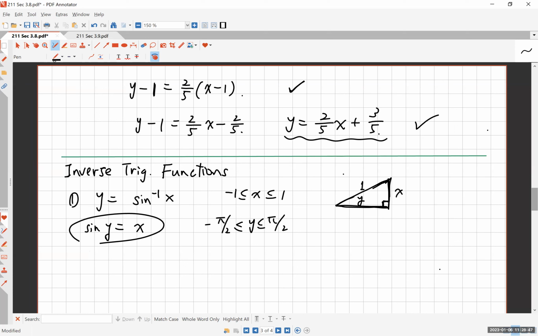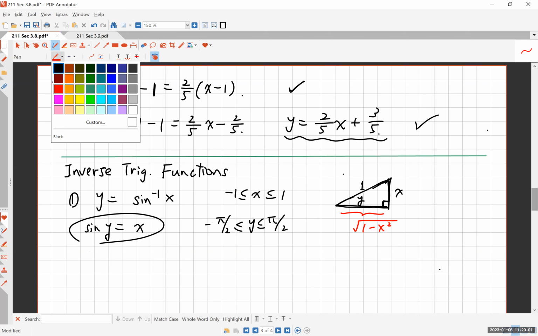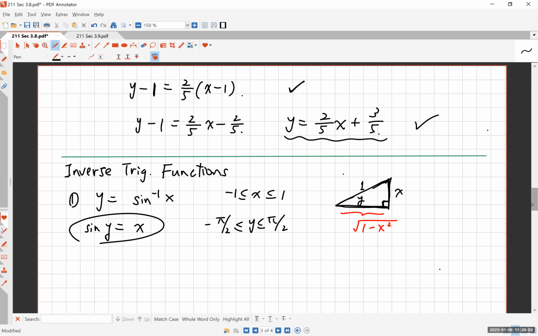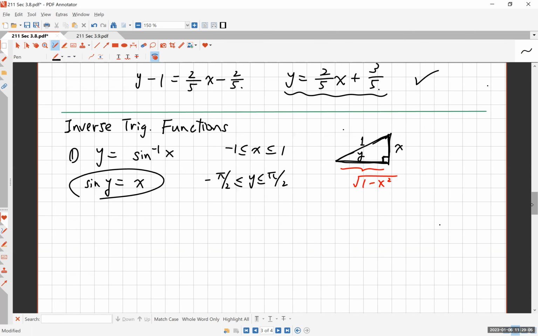All right. So now we should be able to figure out this thing. This side is what? According to the Pythagorean theorem, this is the square root of 1 minus x squared, right? That information was not given to us, but now we know. So with that, we can do this.